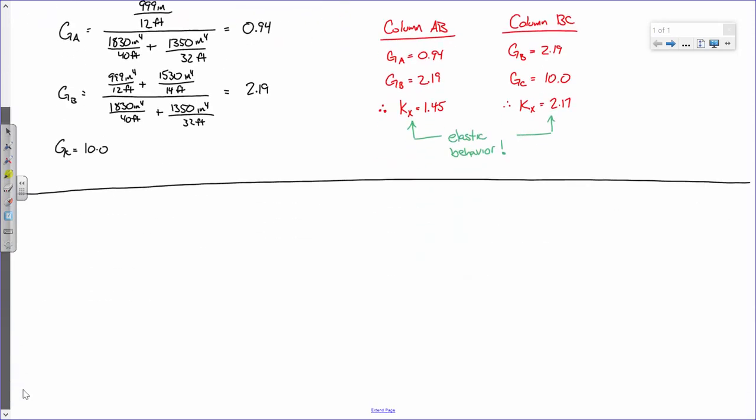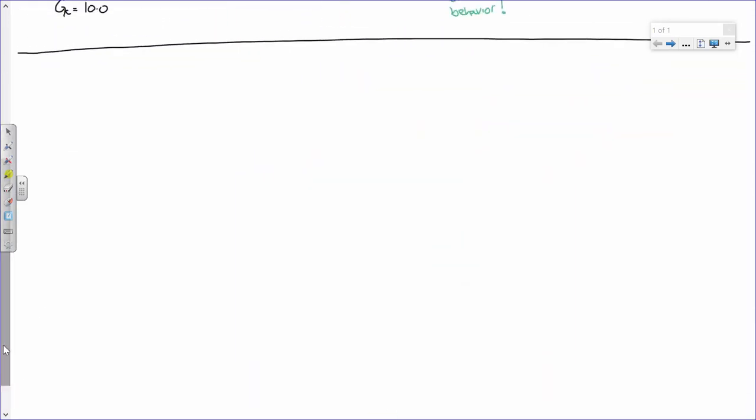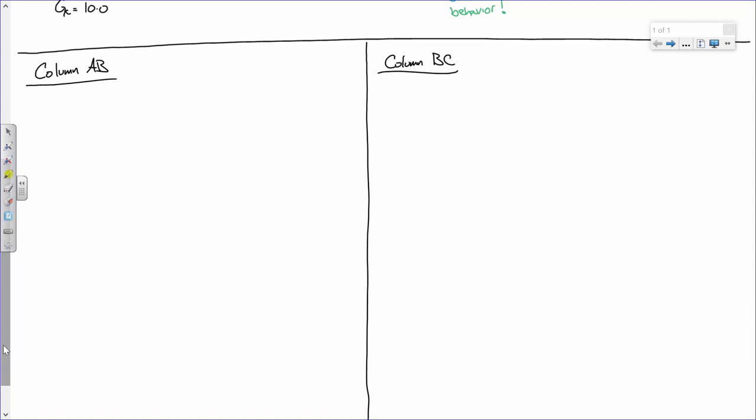So what I'm going to do on my notes is work side by side. Over here we'll say column AB, and over here we'll say column BC. Now, help me out. Column AB, what's the size of that? It's a W14 by what? 90. And this one's a W14 by 132. I get that right? Okay.